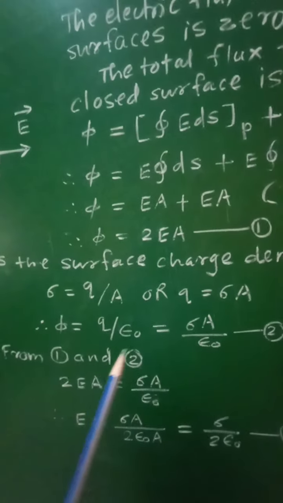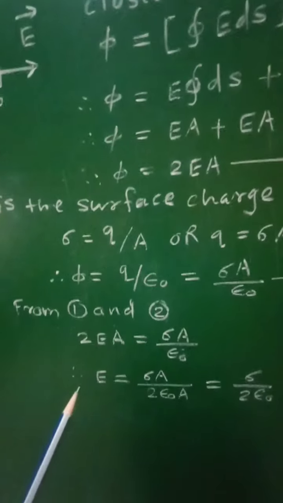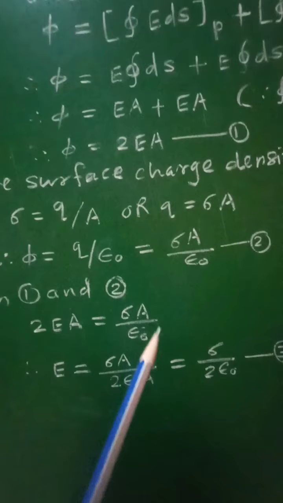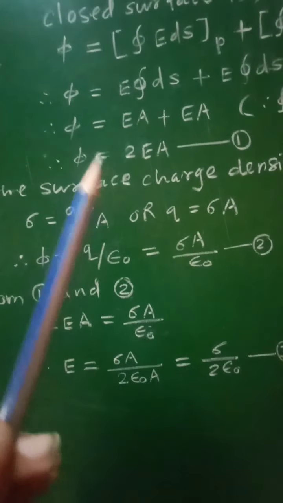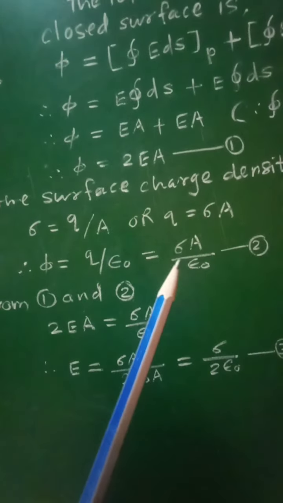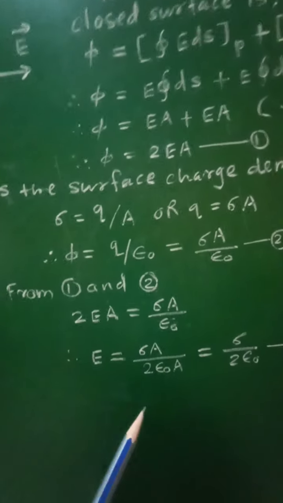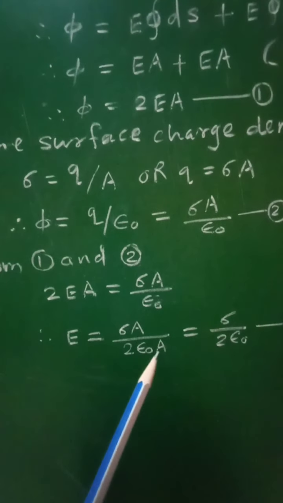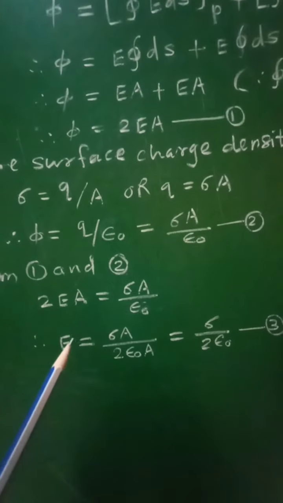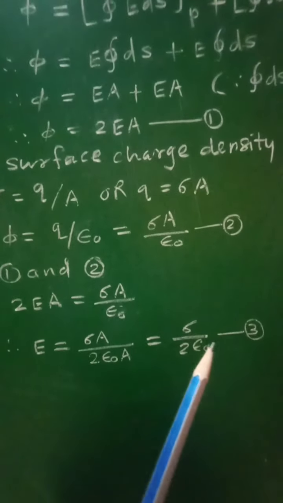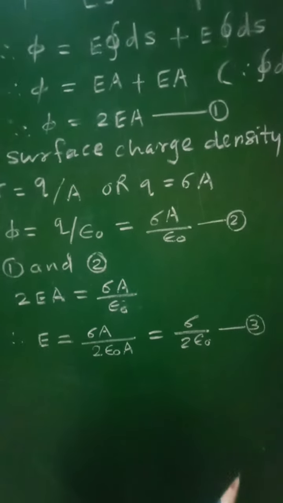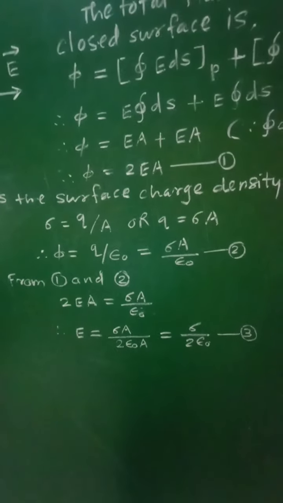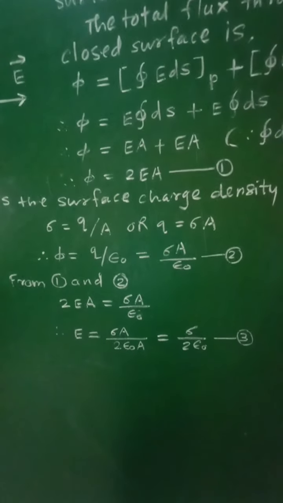Comparing equation 1 and 2, from these two equations we will get 2EA equal to sigma A upon epsilon 0, and therefore E equal to sigma A upon 2 epsilon 0 A. A will get cancelled, and therefore we will get E equal to sigma upon 2 epsilon 0. So that is the relation for electric field intensity at a point due to a charged infinite plane sheet.